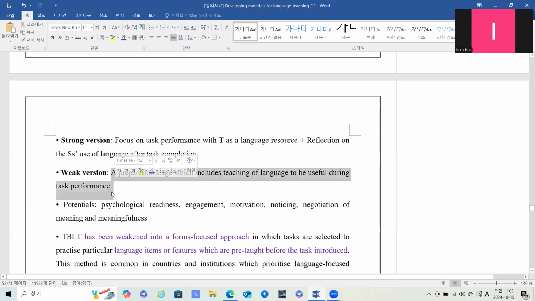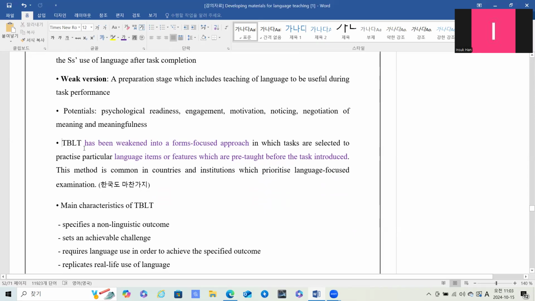So usually in the weak version, the teacher suggests the expressions, structures, or new words that the students can use at the beginning of the lesson. While completing the tasks, the students use the expressions. And after the task completion, the teacher reflects on the students' use of the language, explains some specific grammatical points, and has students practice some grammar application by solving some grammar questions.